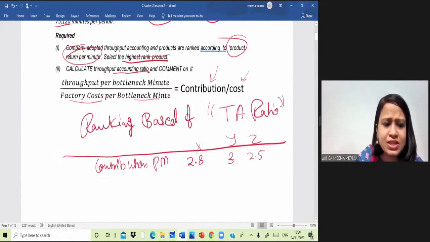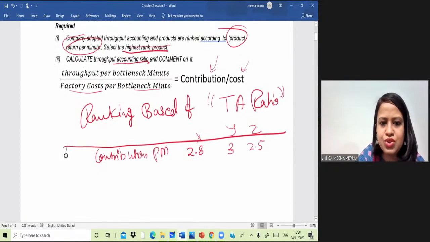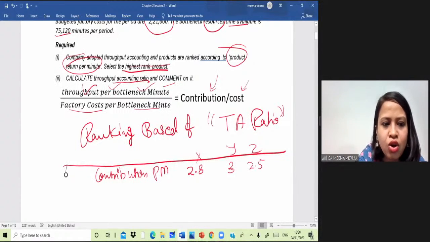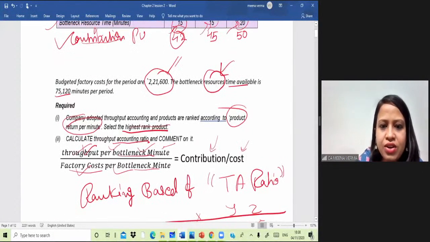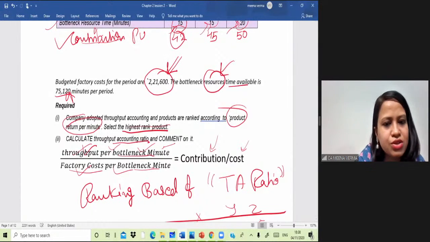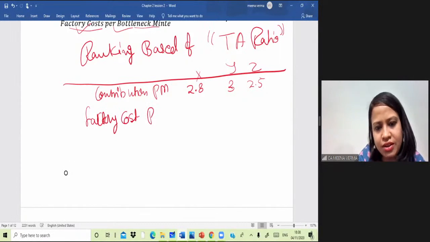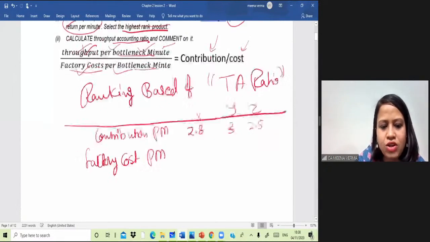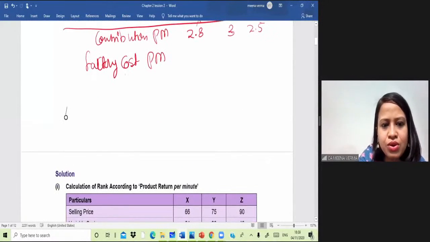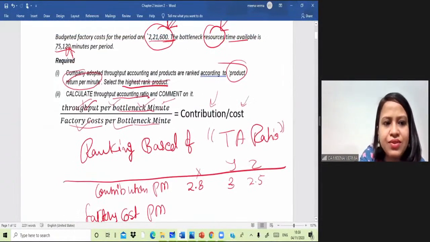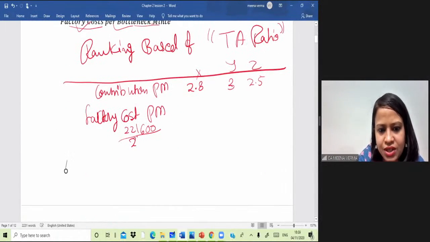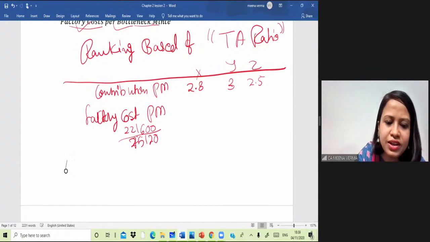Okay, now next we will consider the contribution per minute. Throughput per bottleneck minute, contribution per minute, bottleneck minutes. Then factory cost per bottleneck minute. In this case, it is mentioned that the factory cost is this and the limited resource, the bottleneck, is this. So with the help of this, we can calculate factory cost per bottleneck minute. Factory cost is 221,600, and the bottleneck time we have is 75,120.